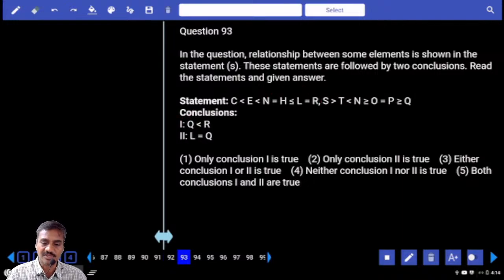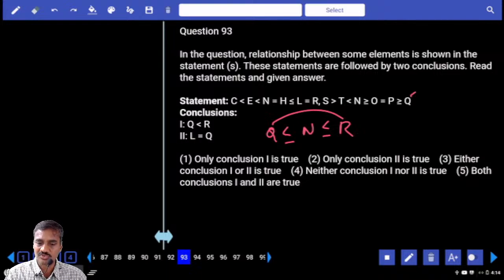The next one, 93, the relation between Q and R. Q is here, R is here. Then which element is common? N is common. N lesser than or equals to R, and at the same time, N greater than or equals to Q, means Q lesser than or equals to N. That is, Q is lesser than or equals to R, and L and R are one and the same.